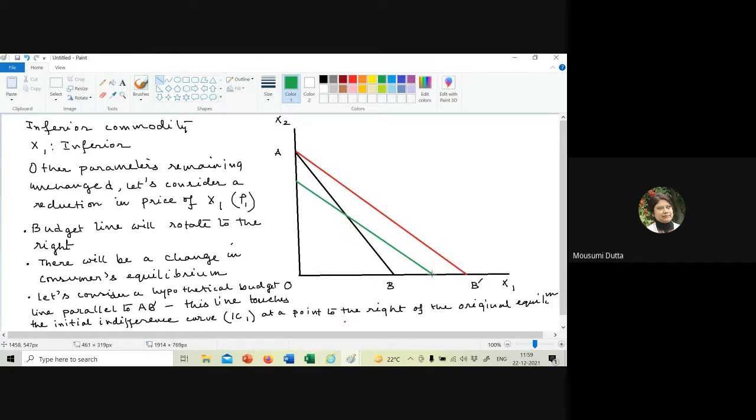So this is that budget line which we are marking by HH prime. Okay. This HH prime is the Hicks compensated budget line.